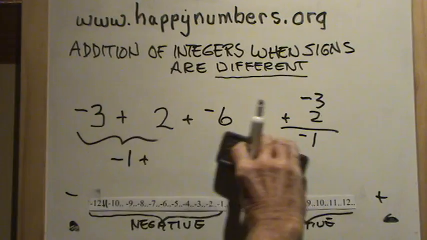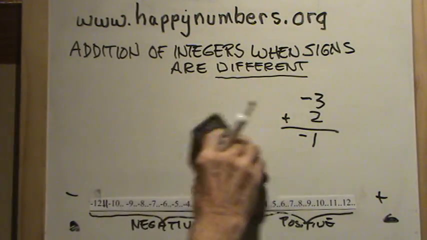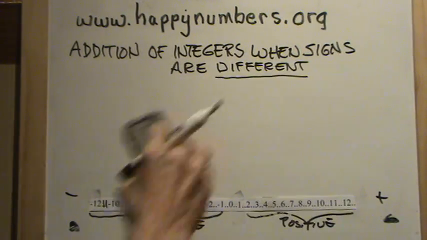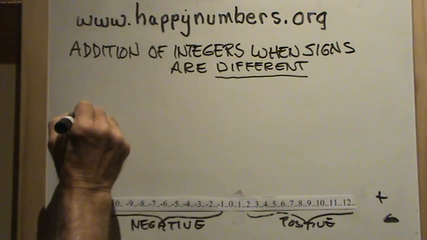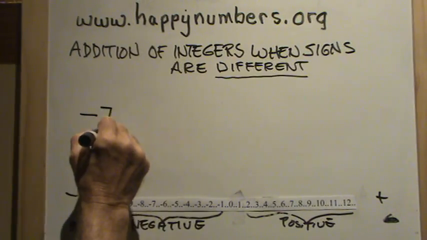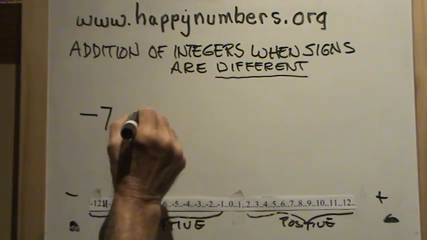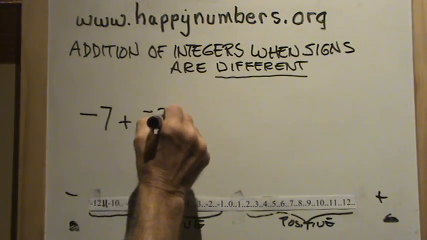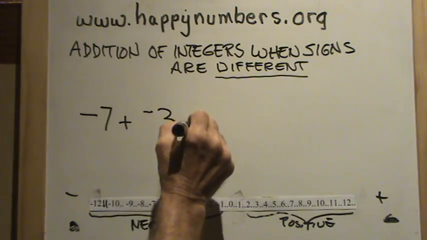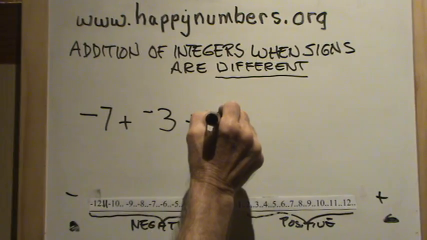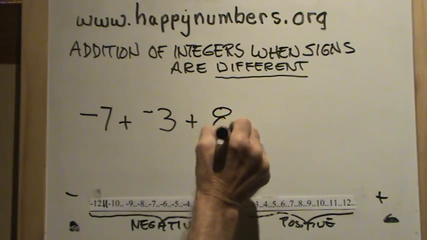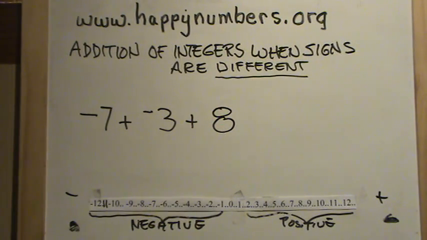Let me put a problem up there for you and see. Let's try this. Negative 7 plus negative 3 plus 8. That's a positive 8. Okay, put your video on pause, work this problem, and then turn it back on again.